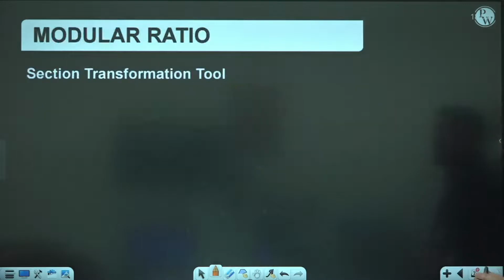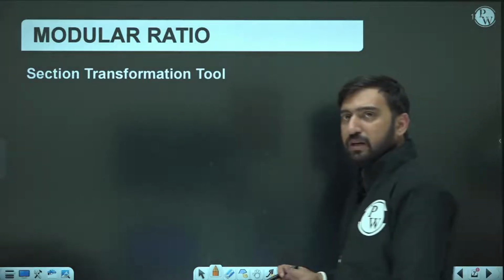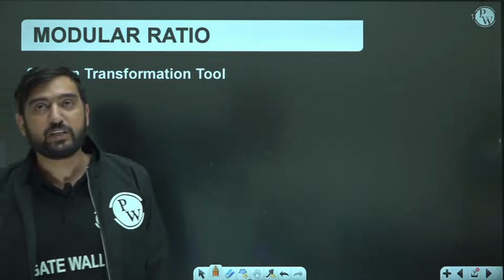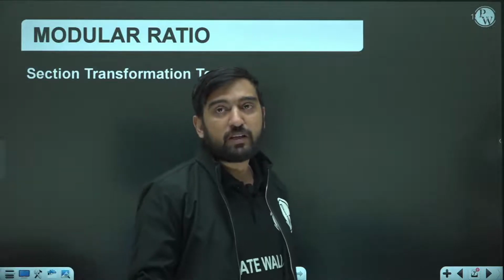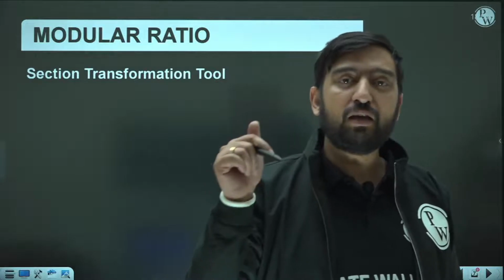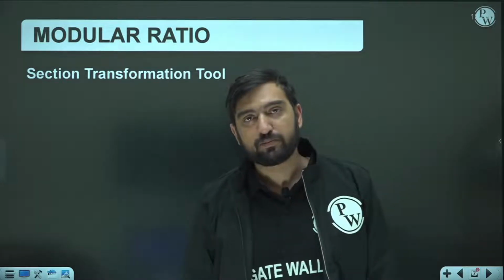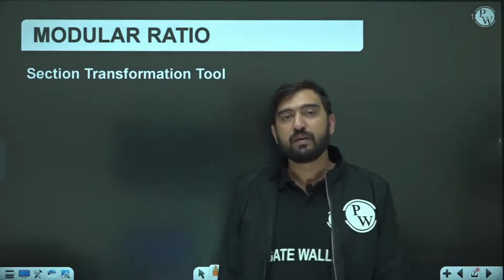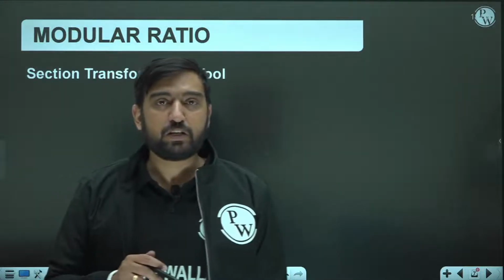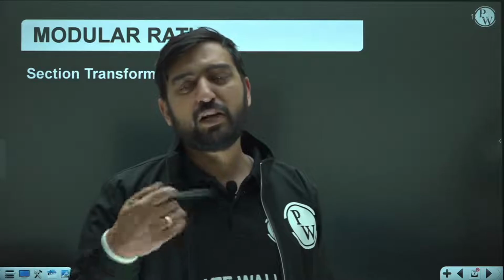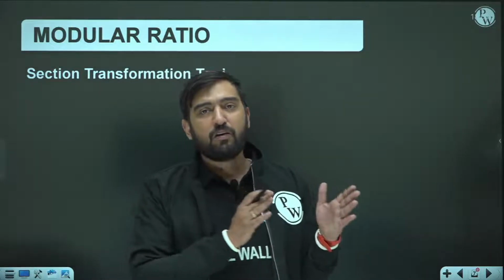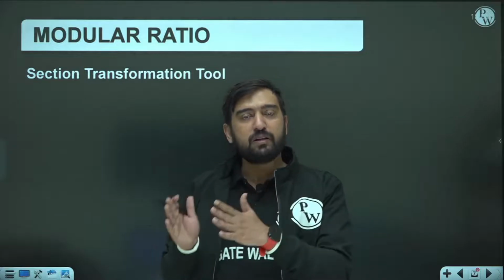Now modular ratio, as I told you earlier, you can call it conversion factor, or you can call it section transformation tool. You know, working stress method is also known as modular ratio method. It is also known as deterministic approach. Okay, are you getting it or not? And this modular ratio, conversion factor or section transformation tool is simply going to convert one material's properties into another.